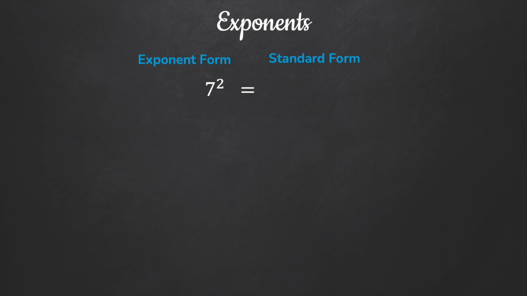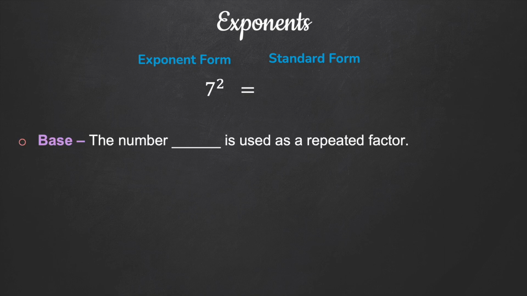Here we have 7 to the power of 2, or we could read this as 7 squared, and it is written in exponent form. Our goal is to write this into standard form. So first, let's identify our base. The number blank is used as a repeated factor. In this case, that would be 7.